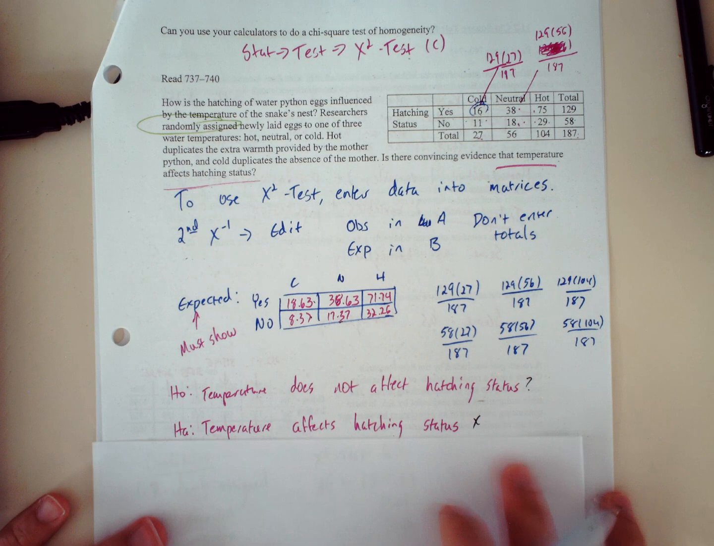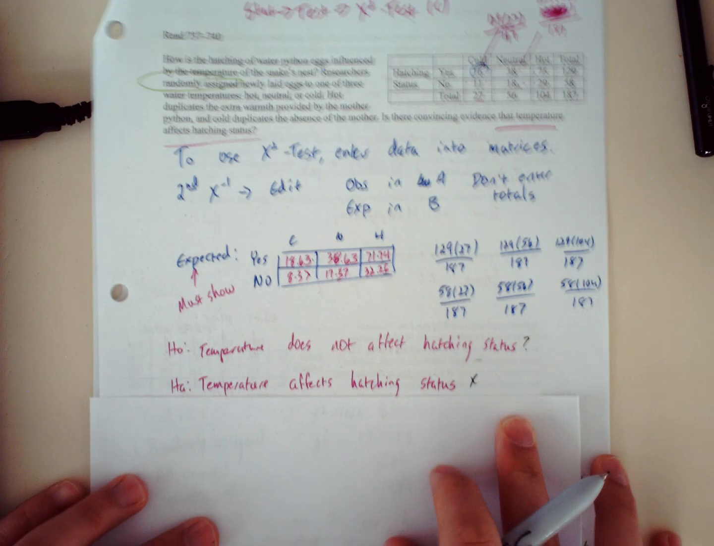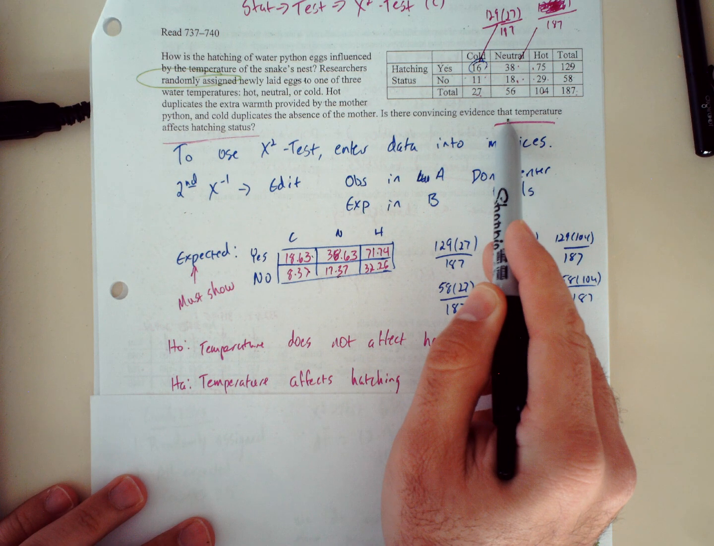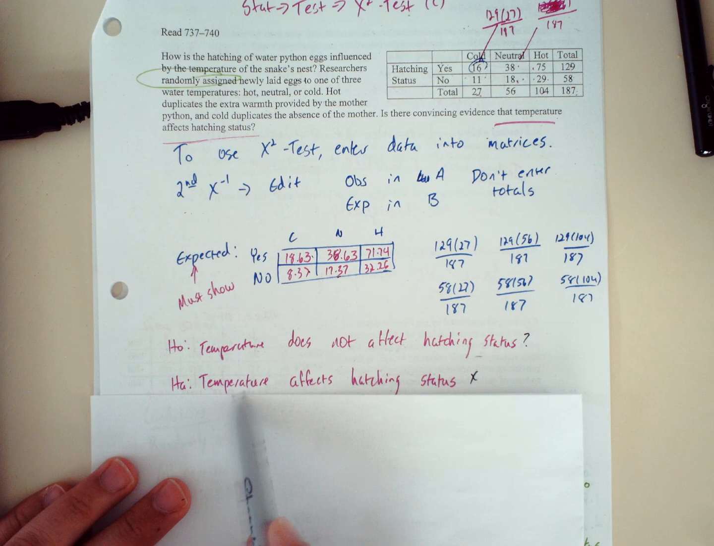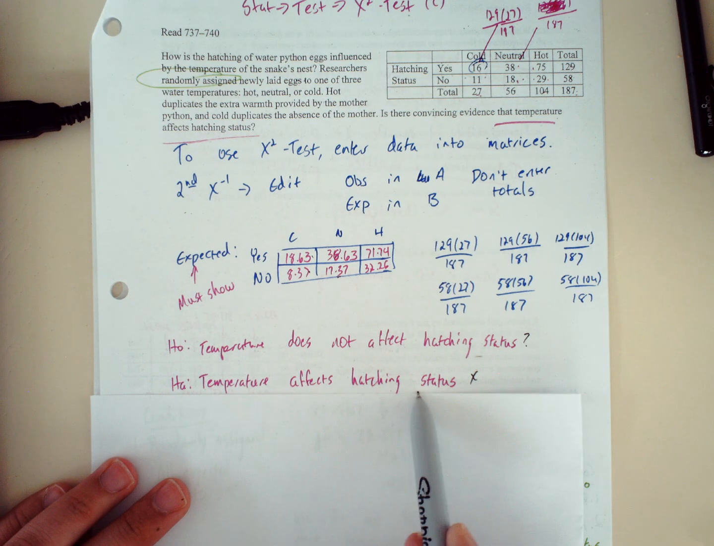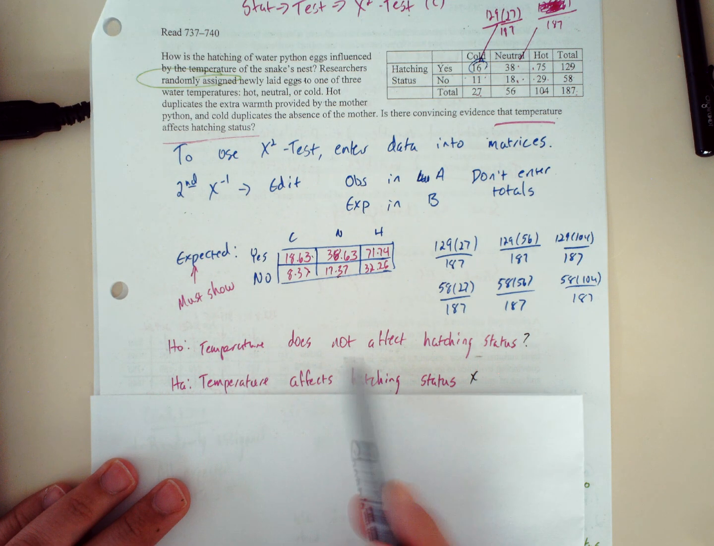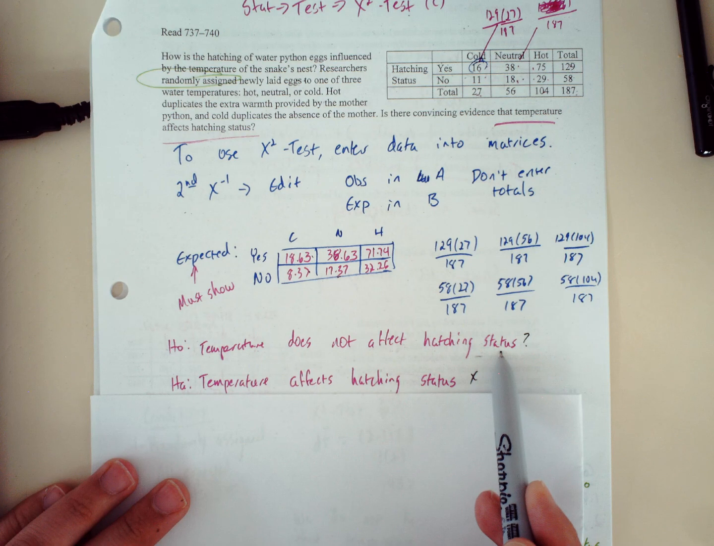So in terms of our hypotheses, what are we seeing if we have evidence of? That's our alternative hypothesis. We're seeing, do we have evidence that temperature affects hatching status? Our null hypothesis, temperature does not affect hatching status.